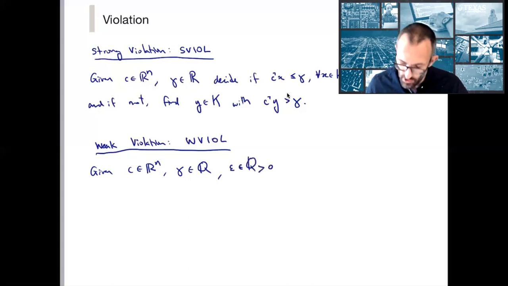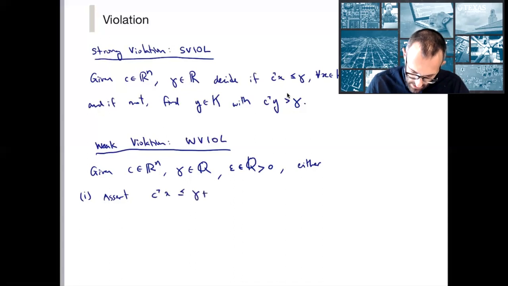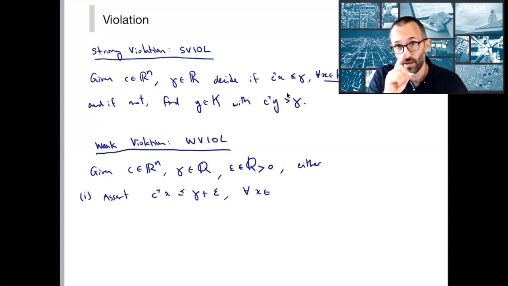I'm using this notation, so it's a rational number that's positive. Then either one, assert that C transpose X is less than or equal to gamma plus epsilon for every X, not in K as we have here, but every X in the deep interior of K as we defined in the previous lecture.